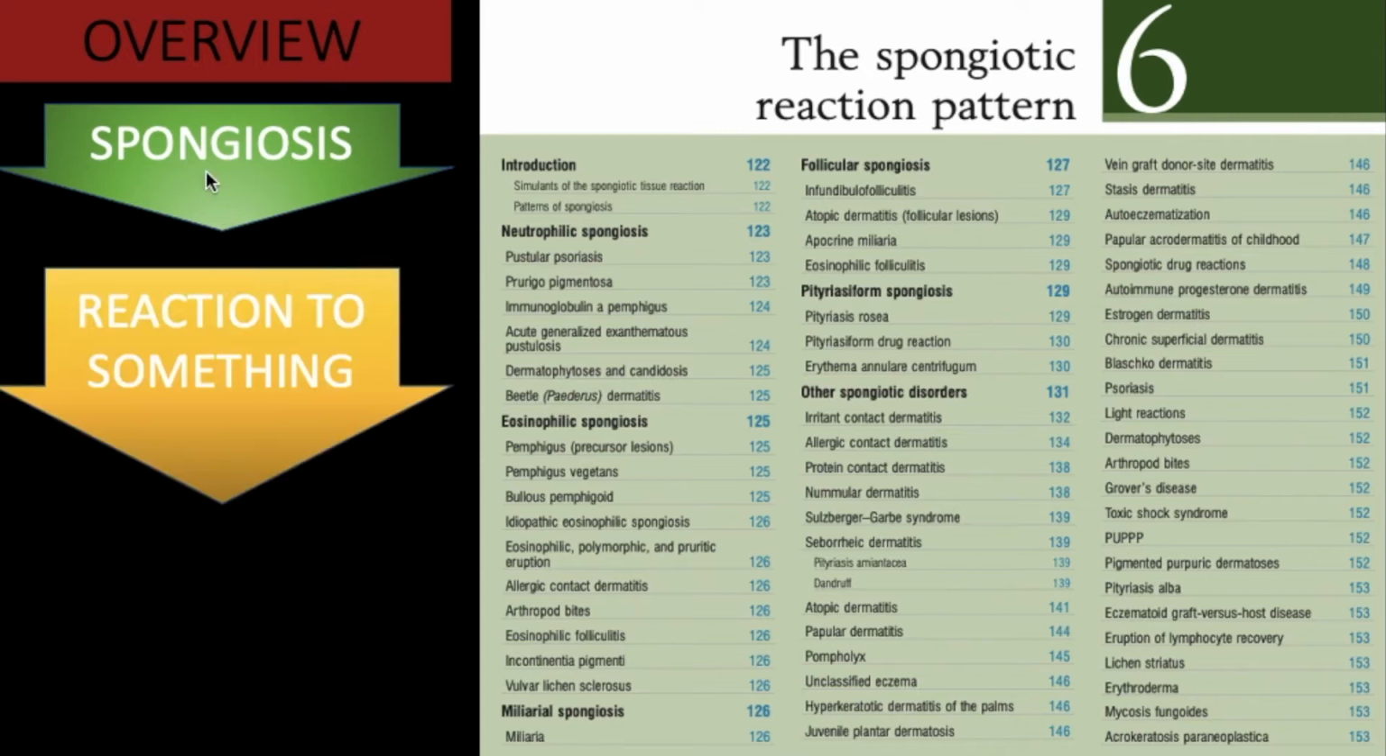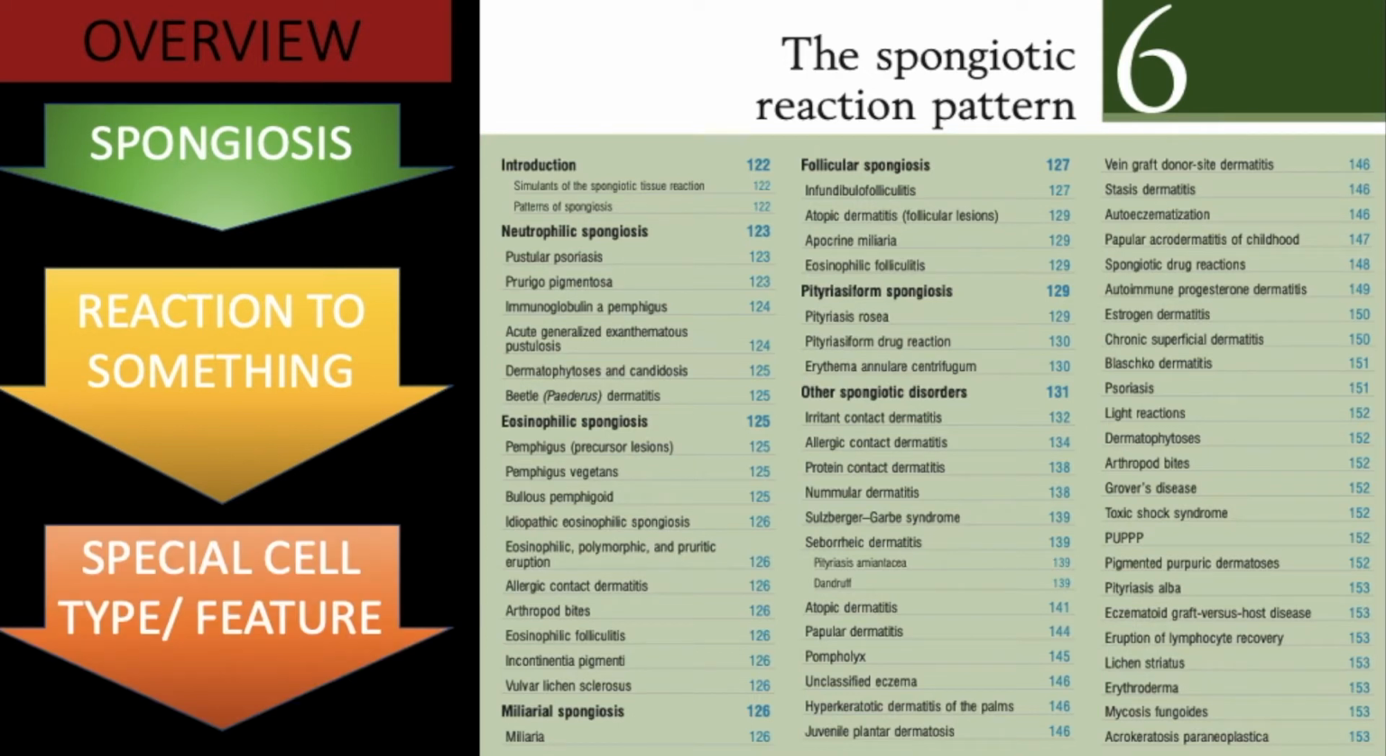So first we have to recognize the spongiosis, and we will talk about this in a little bit. After we recognize the spongiosis, I want you to think that the spongiosis is happening in reaction to something. Spongiosis doesn't happen by itself. There is something happening or introduced to the epidermis or the dermis that causes that spongiosis. And after we figure out that specific reaction from the history or the clinical picture, I want you to look into the cell type, meaning is there neutrophils, eosinophils, lymphocytes, or a specific feature that is unique to that specific pattern.